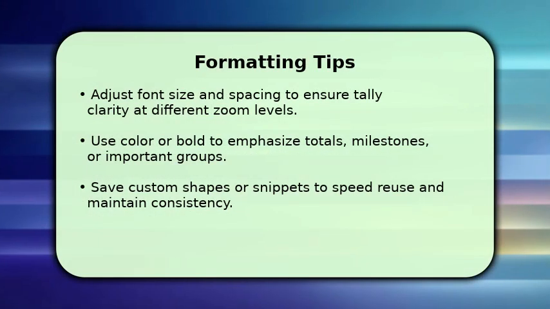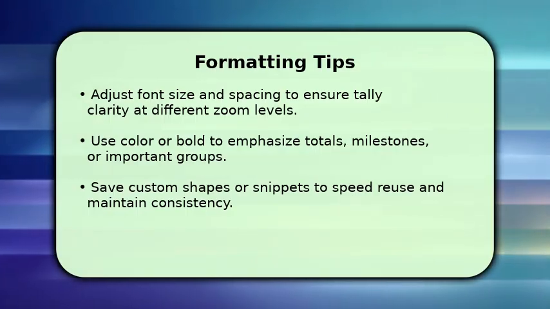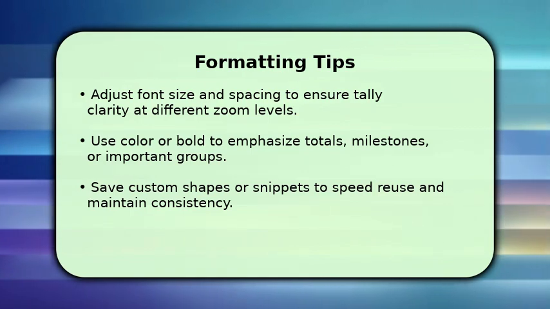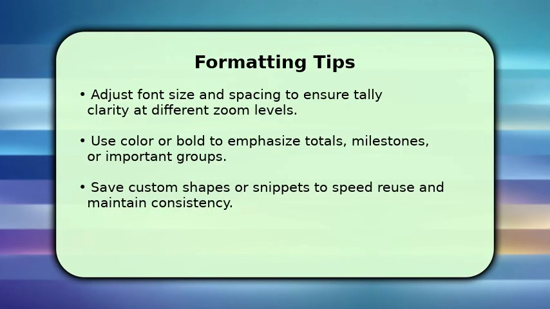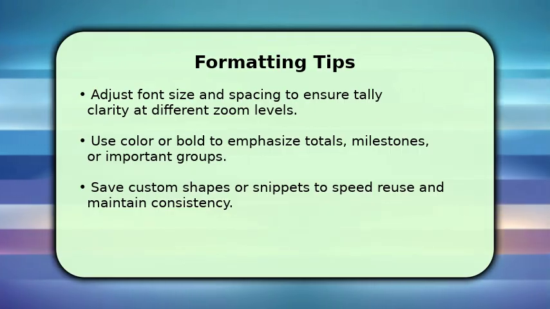Adjust font size and spacing to make tallies clear at different zoom levels and print sizes. Use color to highlight groups, and apply bold to emphasize totals or milestones. If you need automated counting, consider using Excel for tallies, then paste a static image into Word, or use Word's field codes for simple calculations. Save custom shapes or snippets to speed reuse and maintain consistency across documents. Test printing to ensure diagonal fifth marks remain distinct.